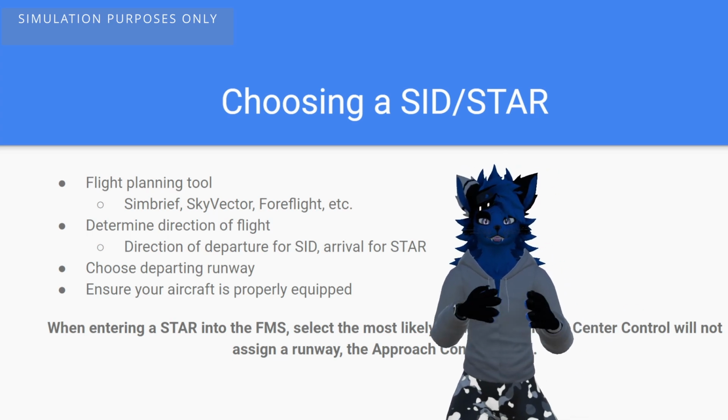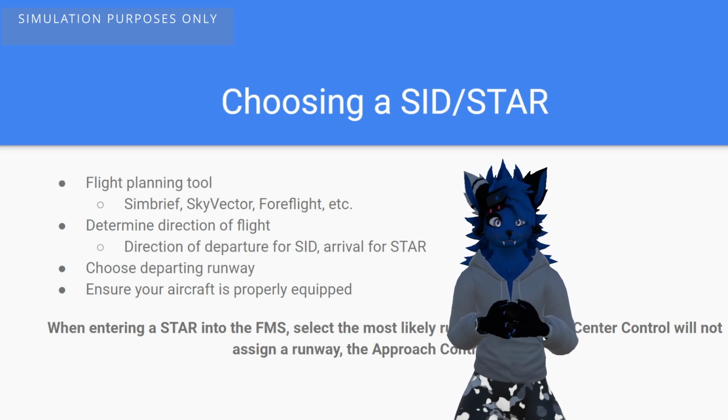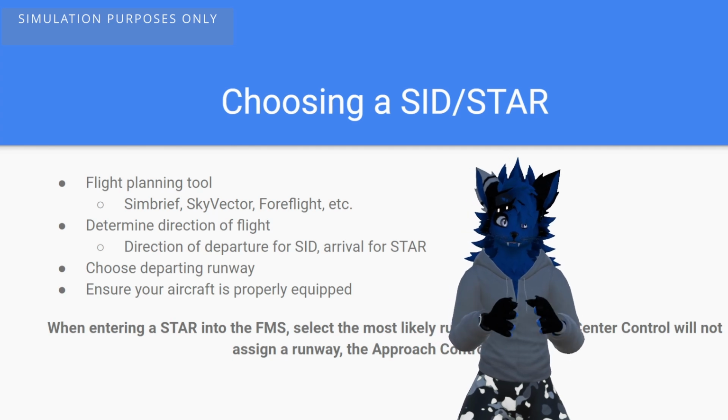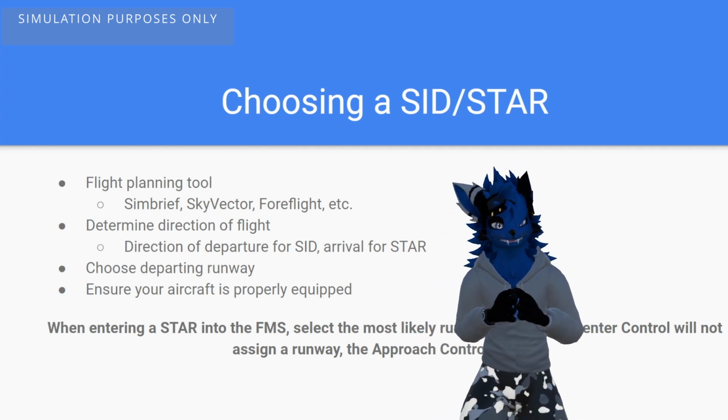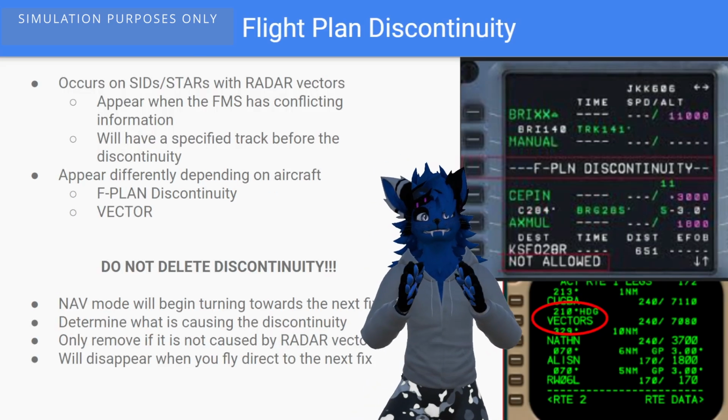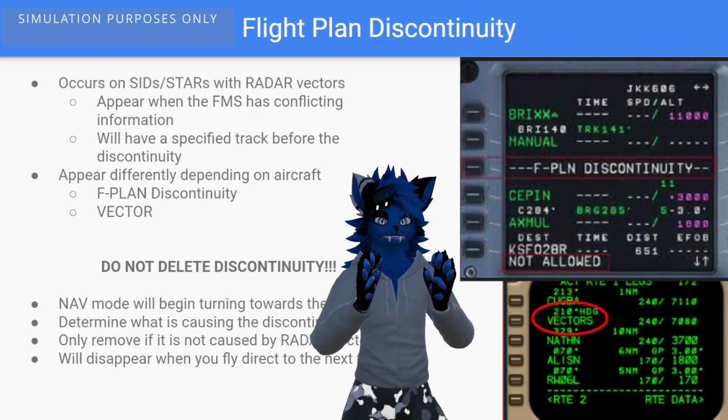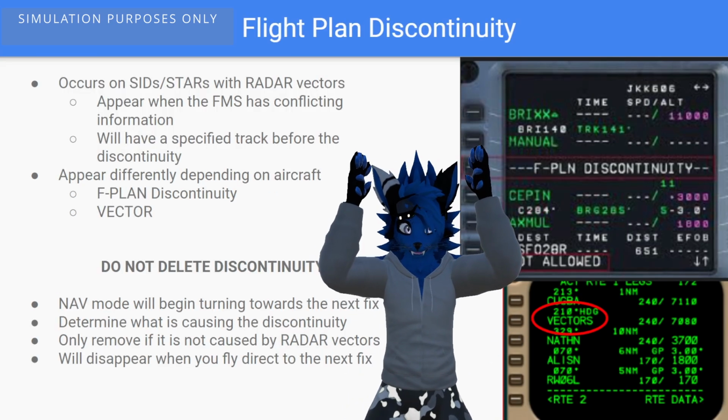If the runway you do choose does change, it's not hard for you to go back in and reload the approach for the proper runway, but that center controller is not going to be able to help you in that instant. Now let's talk about every VATSIM controller's favorite subject: flight plan discontinuities.